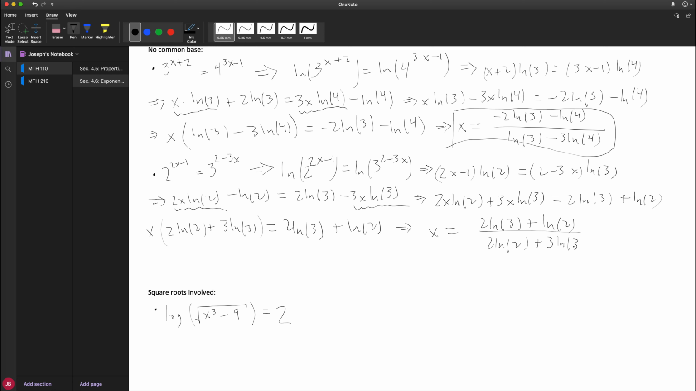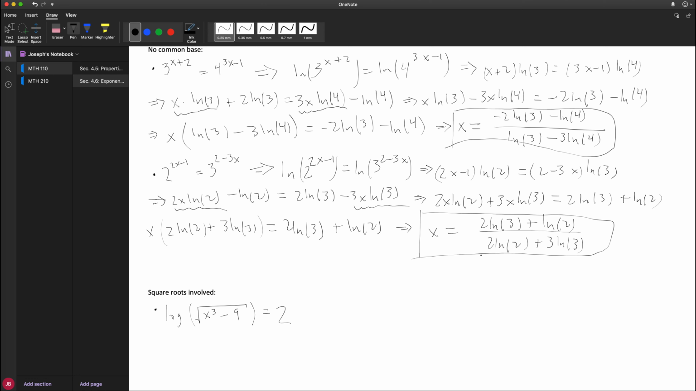And you'll notice I'm not trying to cancel the ln's or anything like that. There's not much more you can do with this, so we're going to leave it like that. But this ln of 3 does not cancel with this one, nor does this ln of 2 cancel with this one. That's not how division works. So typically we're just going to be happy with an answer like this.